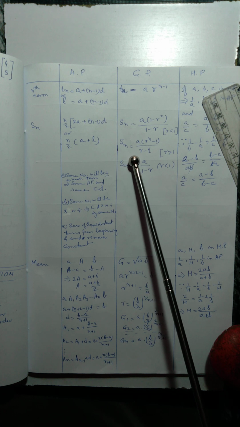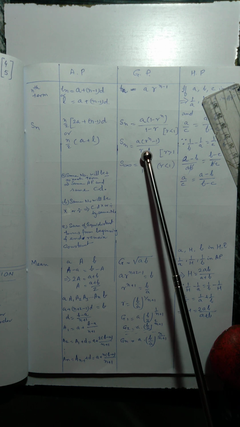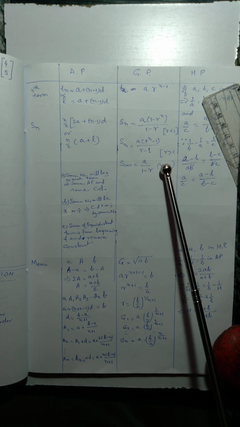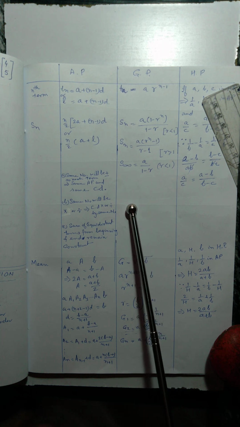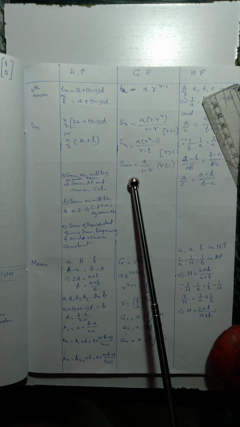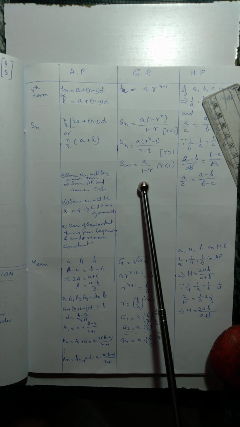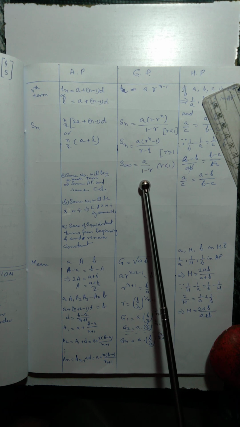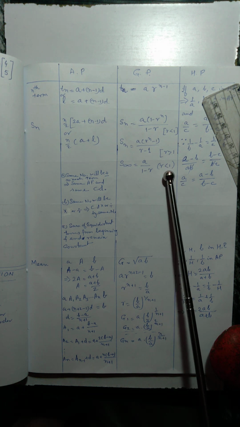Summation of n terms, again you see a(r^n − 1)/(r − 1), where r is greater than 1, meaning the common ratio is greater than 1. If there are an infinite number of terms in the series, at that time the sum is a/(1 − r), because r^n will be negligible and this will remain as 1 − r. You see this formula, the first one, where r is less than 1.